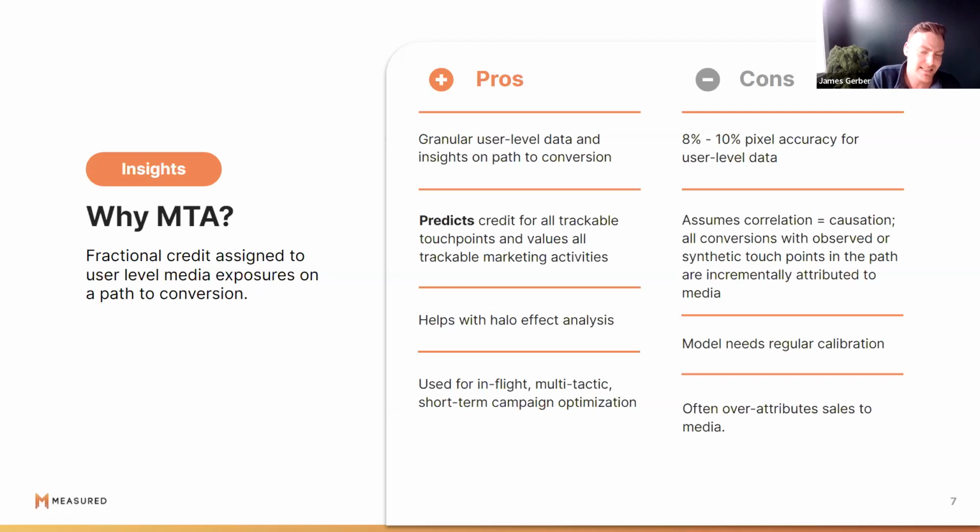When you run an in-market test for incrementality, you will discover that there's a big portion of your sales that would have occurred even without the media. And so that correlation equals causation is a major issue with MTA. It also needs regular calibration, and because of this conflation of correlation and causation, you often end up over-attributing sales to media.